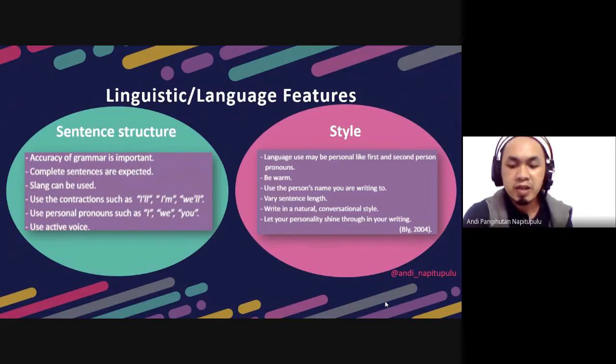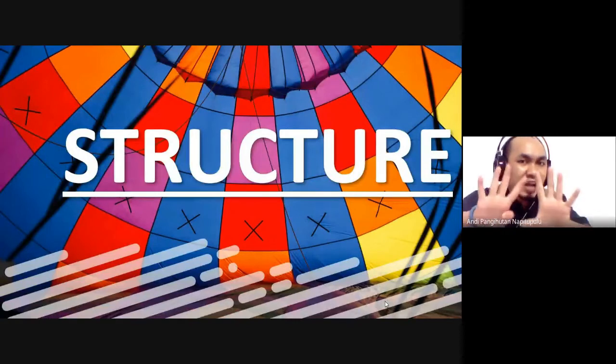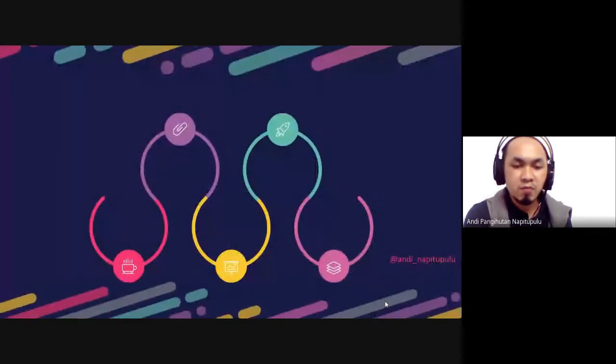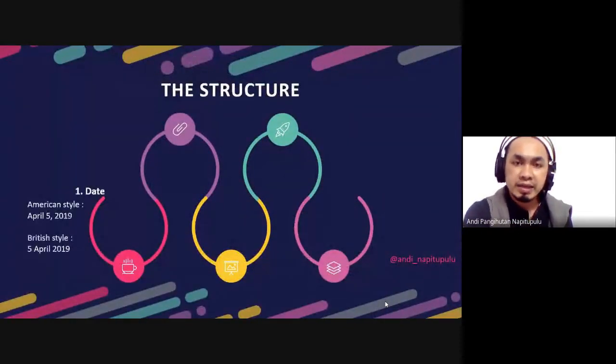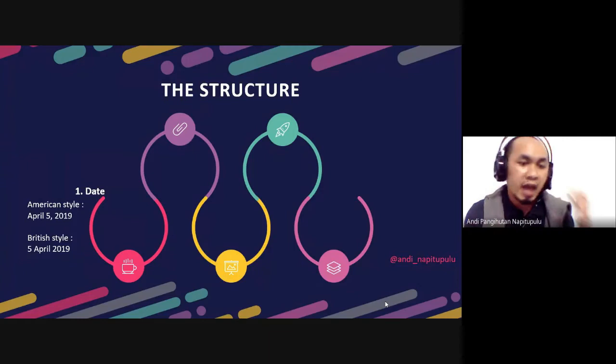Okay, so now let's take a look at the structure. Here I have 9 structures for how you can write your personal letter. Okay, let's take a look. Number 1, of course, you need to write the date. Where do you need to write the date? You need to write it on the top of your paper. And if you want to write the date, you can use 2 kinds of styles here: American style or British style.